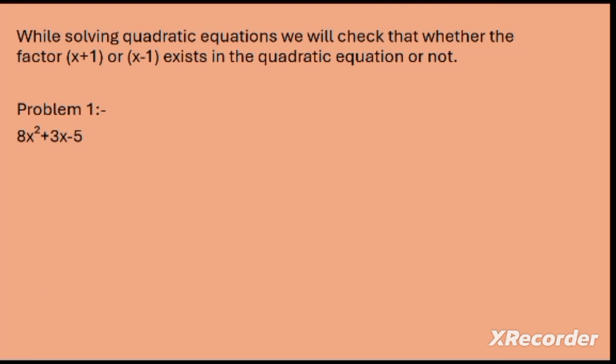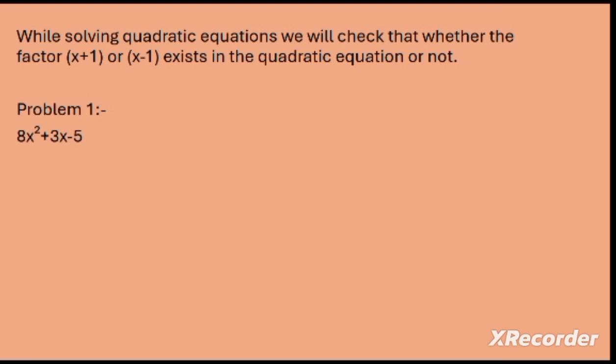As you can see, the first term of the quadratic equation is 8x square. The second term, or the middle term, is plus 3x, and the last term, or the third term, which is a constant term, is minus 5. Now we will discuss how we can find out whether the factor x plus 1 or x minus 1 exists in the quadratic equation or not.